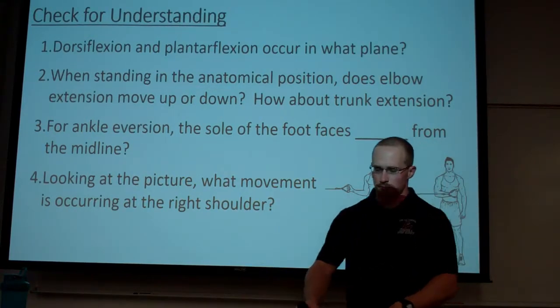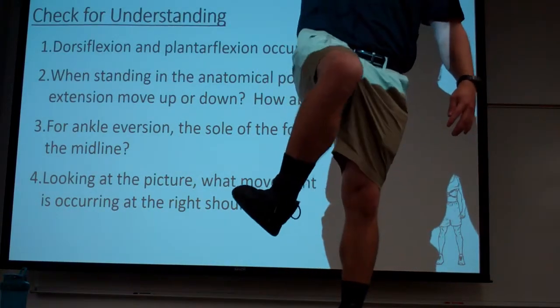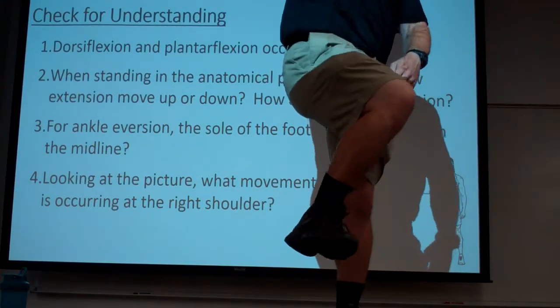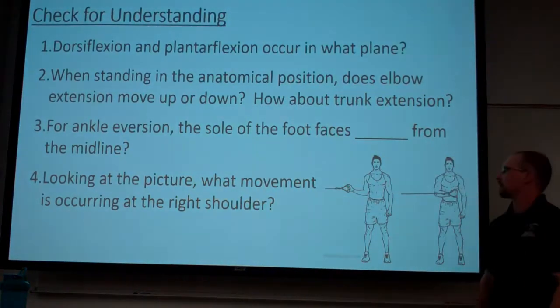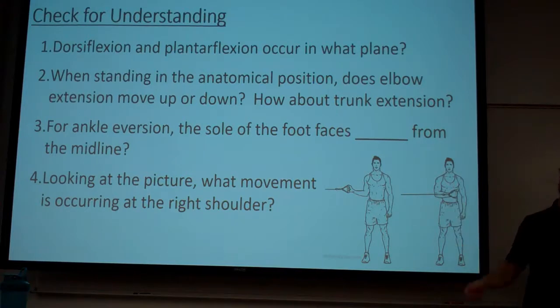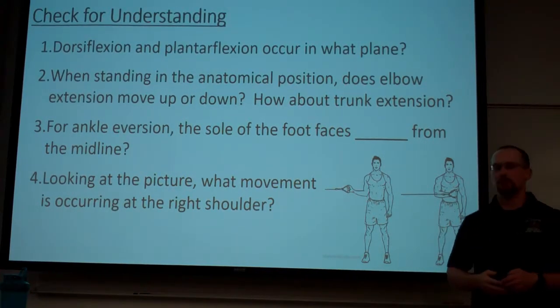Ankle eversion. Bottom of your foot points away from the midline. Eversion, letter E, exiting. And then here, left to right, we got internal rotation. And that would be a transverse plane.